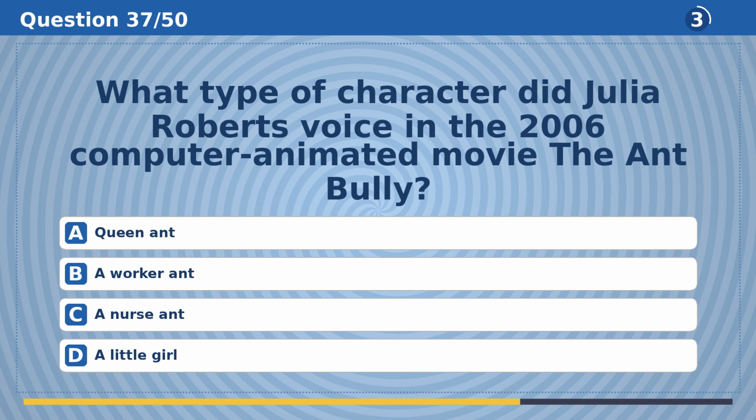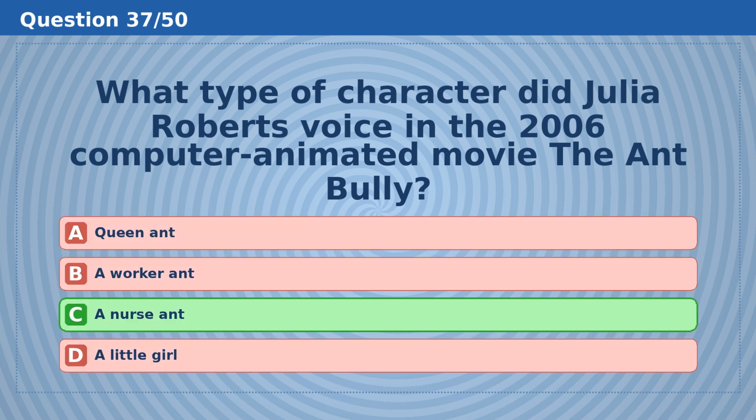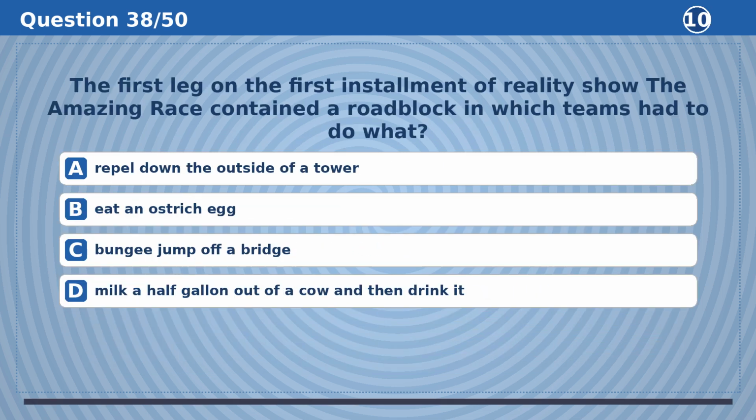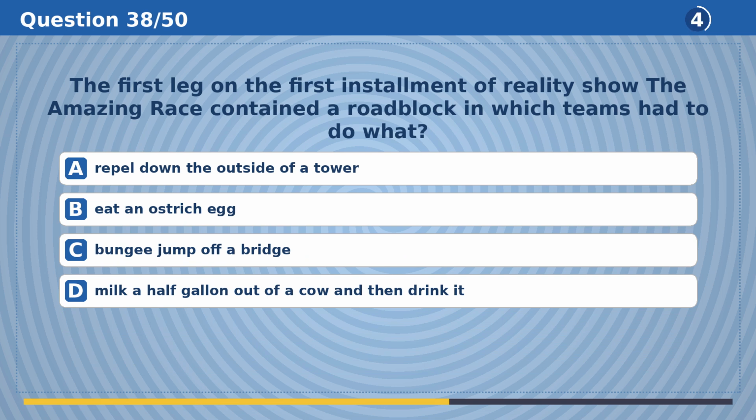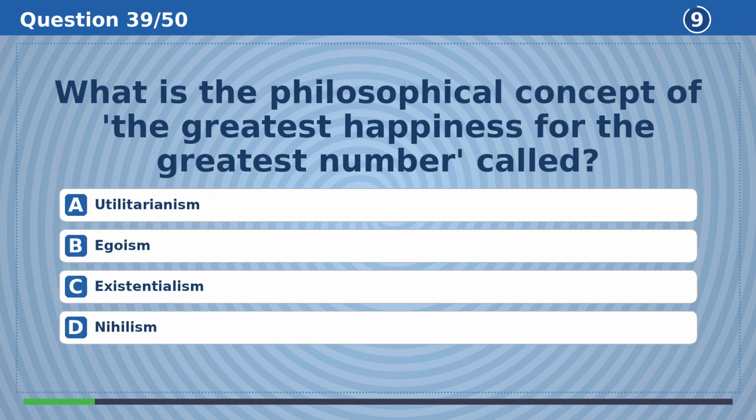What type of character did Julia Roberts voice in the 2006 computer-animated movie The Ant Bully? The answer is C. A nurse ant. The first leg on the first installment of reality show The Amazing Race contained a roadblock in which teams had to do what? The answer is B. Eat an ostrich egg.